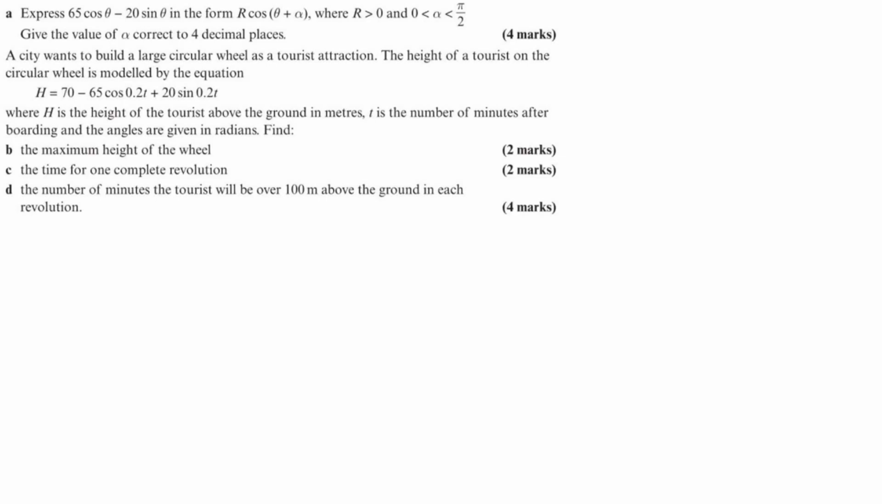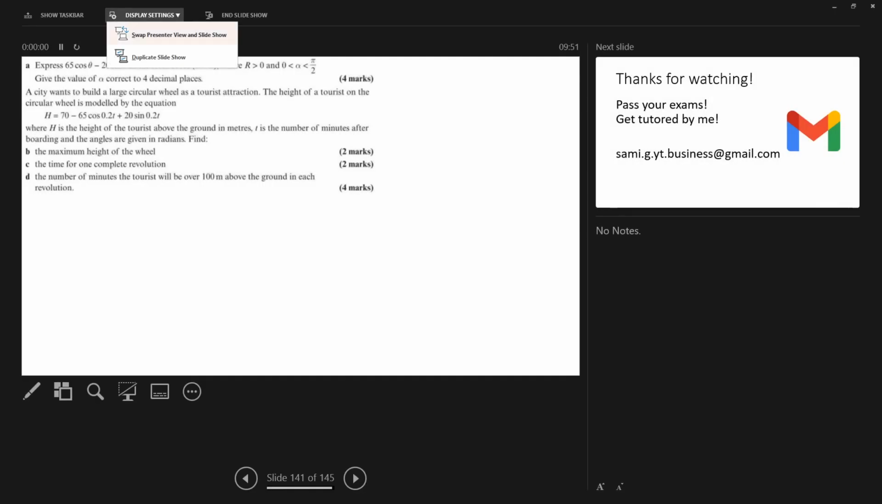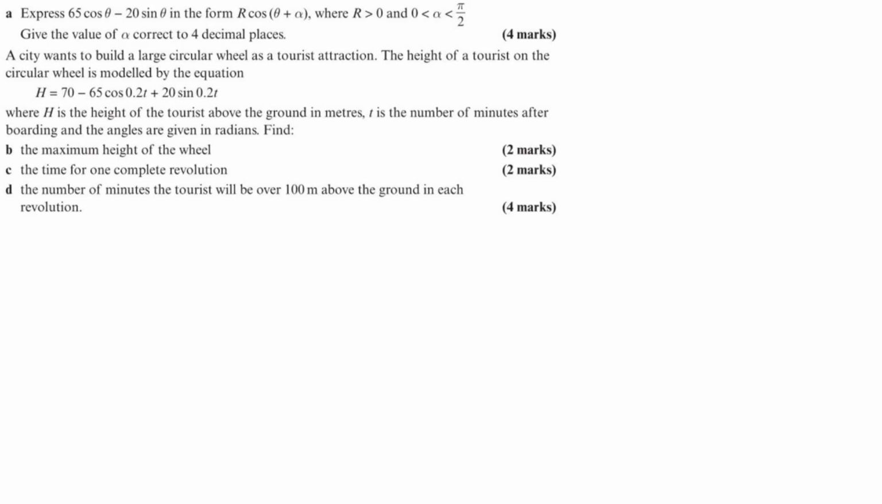Now let's look at this example. Express this in a form like this. Well, r squared is going to be 65 squared plus 20 squared. So r is equal to, let me just plug that into our calculator.